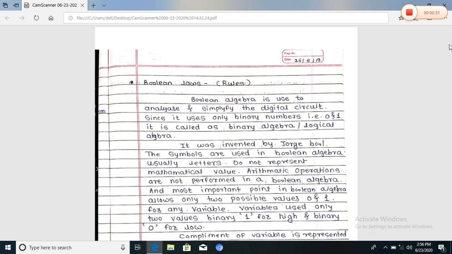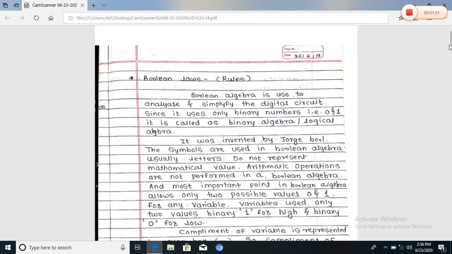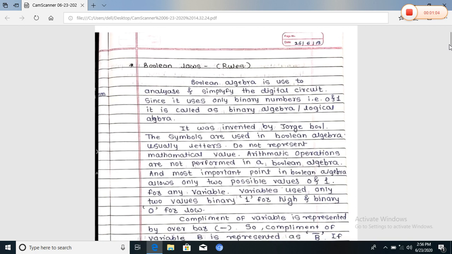The symbols used in Boolean algebra, usually letters, do not represent mathematical values. Arithmetic operations are not performed in Boolean algebra, and the most important point is that Boolean algebra allows only two possible values, 0 and 1, for any variable. Variables use only two values: binary 1 for high and binary 0 for low.